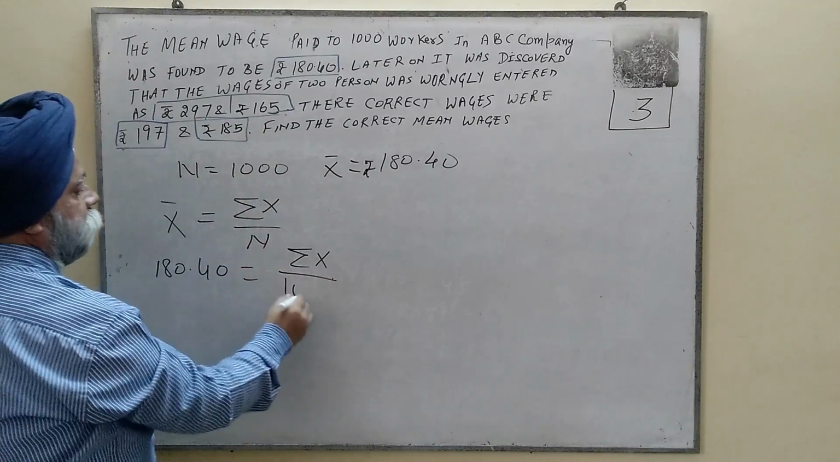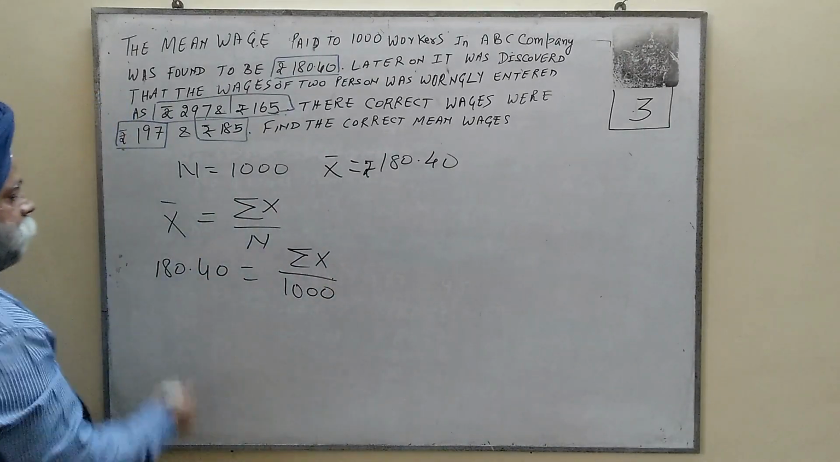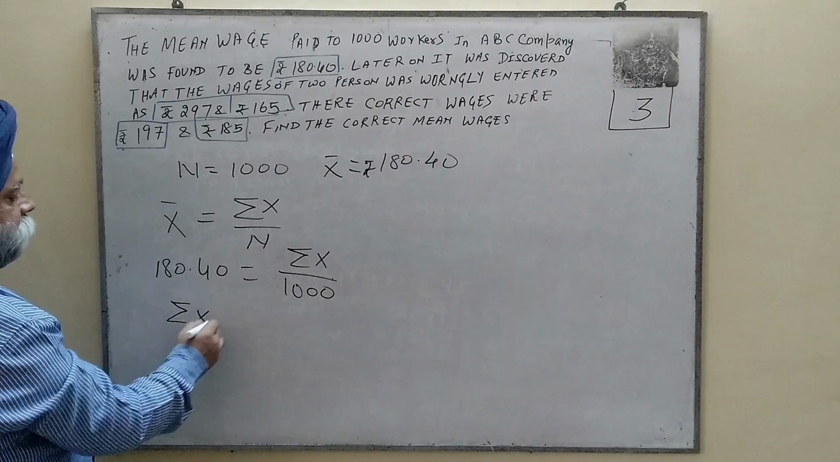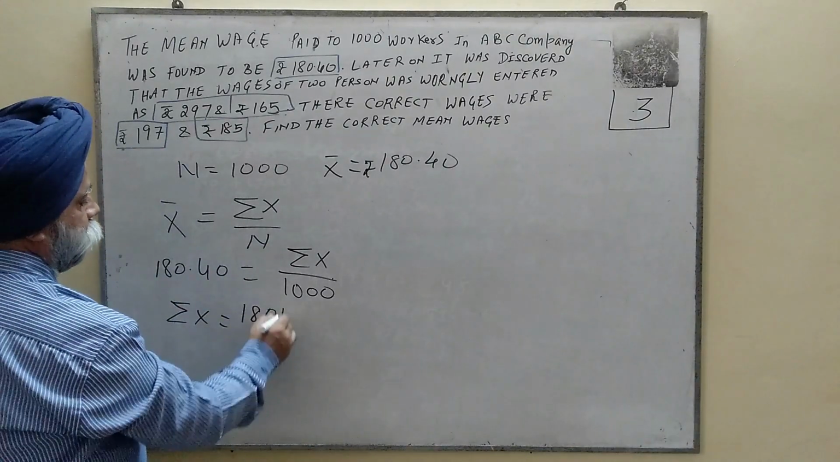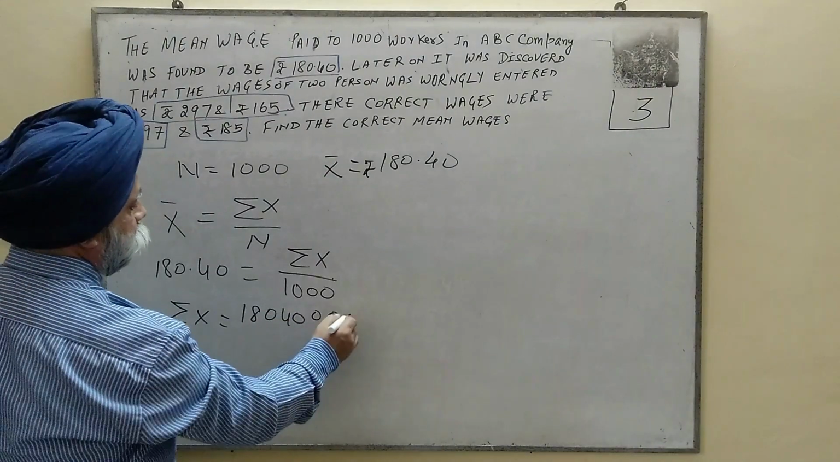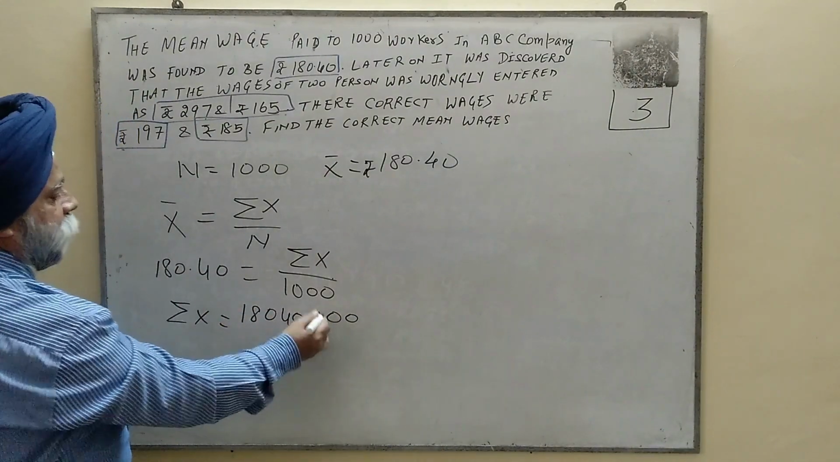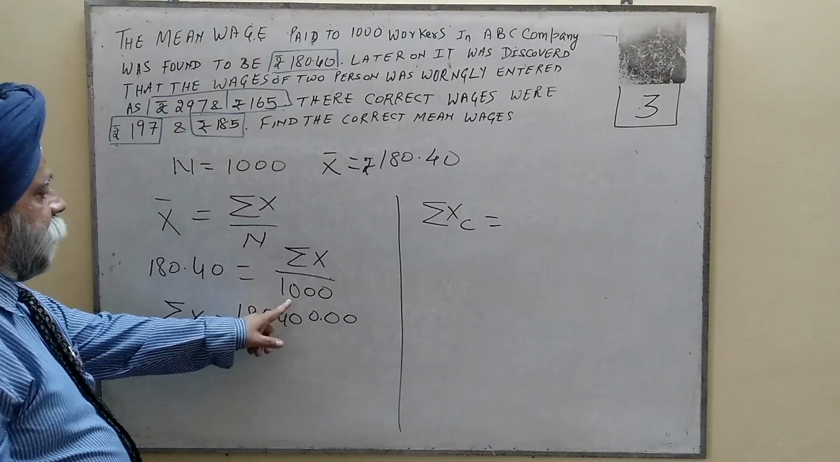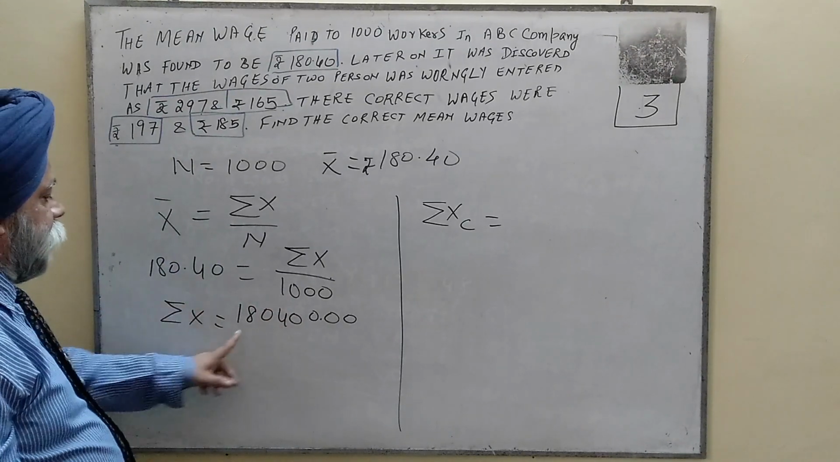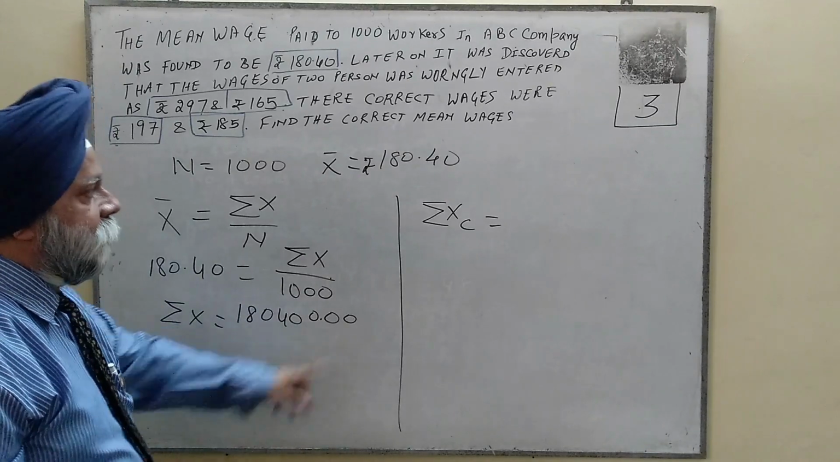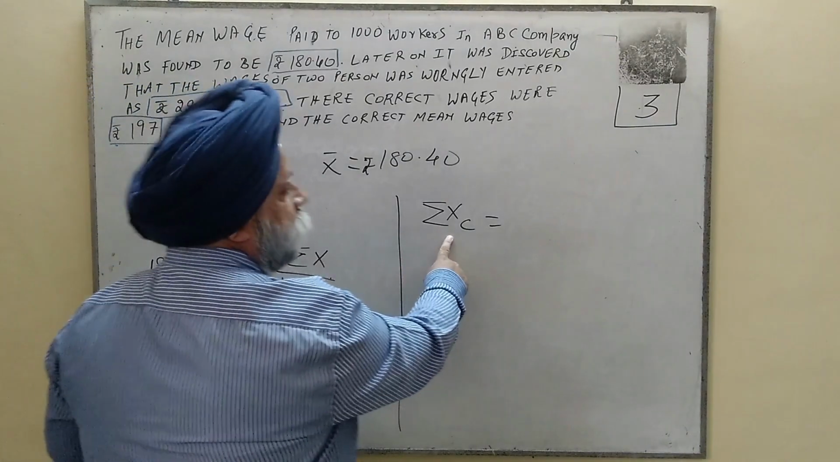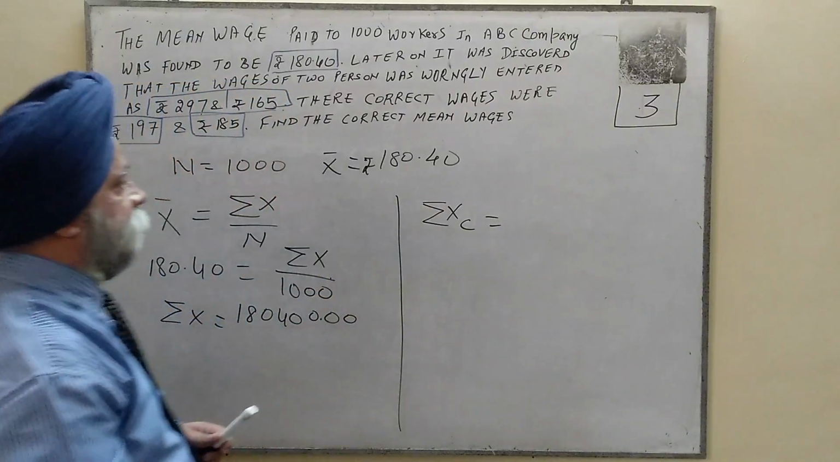N is 1000. Summation of X becomes 180.40 multiplied by 1000, taking two decimals, which is 180400.00. Now sigma Xc, where c means correct value.